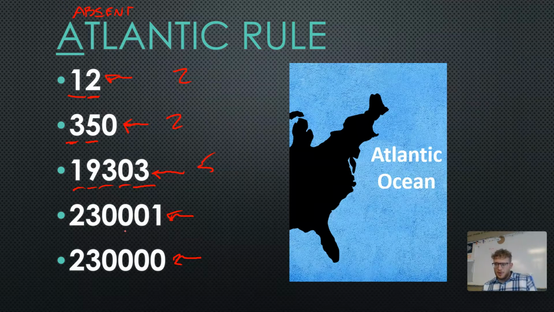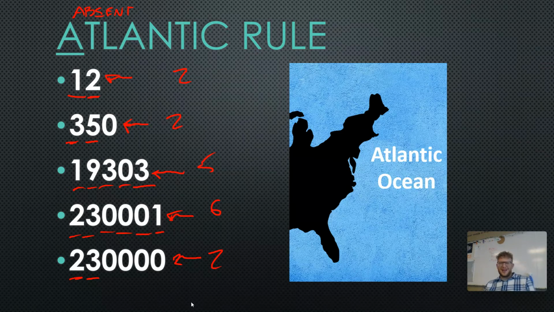What about this one? 230,001. Well, from right to left, the first number you hit is non-zero, so that and everything after that is significant, all 6 of those. All right, what about 230,000? Well, these numbers are very similar to the one above, but we can see that we don't hit our first non-zero digit until the 3 here. So this one actually only has 2 significant digits.